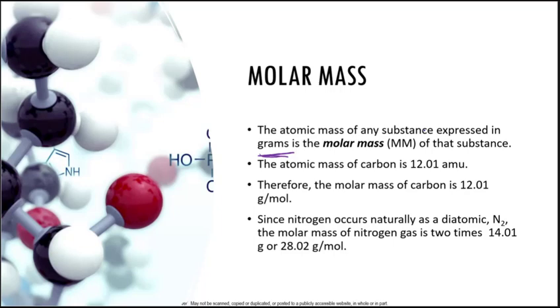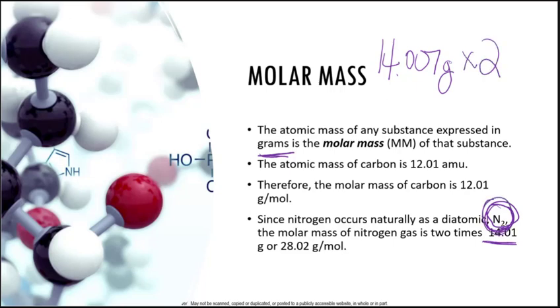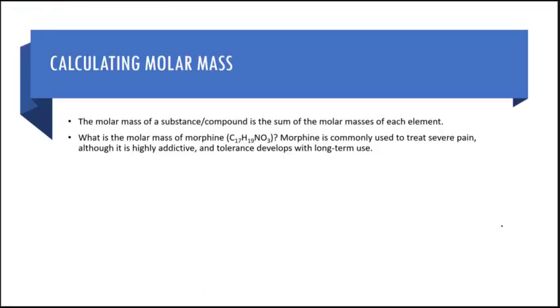Now, for our diatomic elements, remember Brinkelhoff, if there's 2 nitrogens, I need to have 14.01, which is on my nitrogen mass, or depends on what periodic table you're looking at. The one I'm looking at is 14.007 grams for 1 nitrogen. I need to multiply that by 2 because N2 is 2 nitrogens.